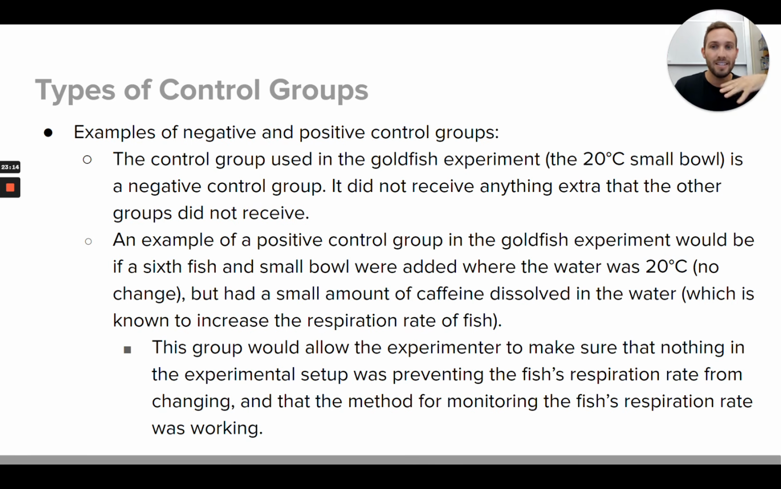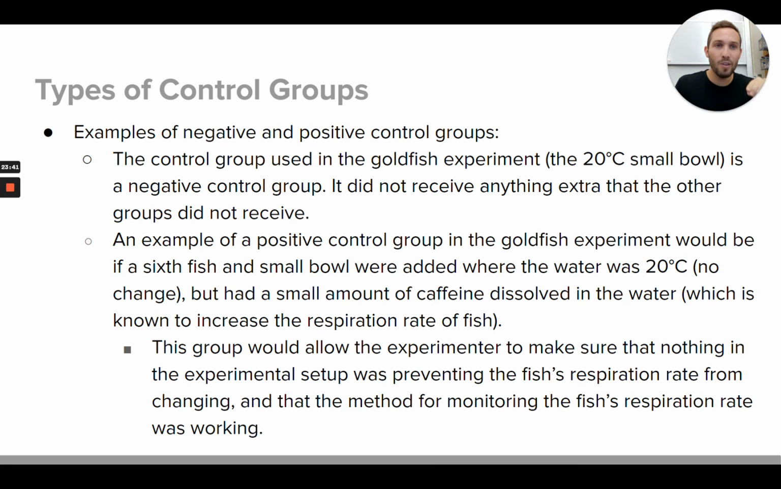But let's say I did want a positive control group, here's maybe what it might look like. I could set up a sixth fish in a small bowl, let's say I added to my experiment, where the water was also 20 degrees. So just like the negative control group, it's 20-degree water where the water temperature is not going to change. But in this bowl, I also give it a little bit of caffeine dissolved in the water. And that's something that none of the other fish got, the caffeine.